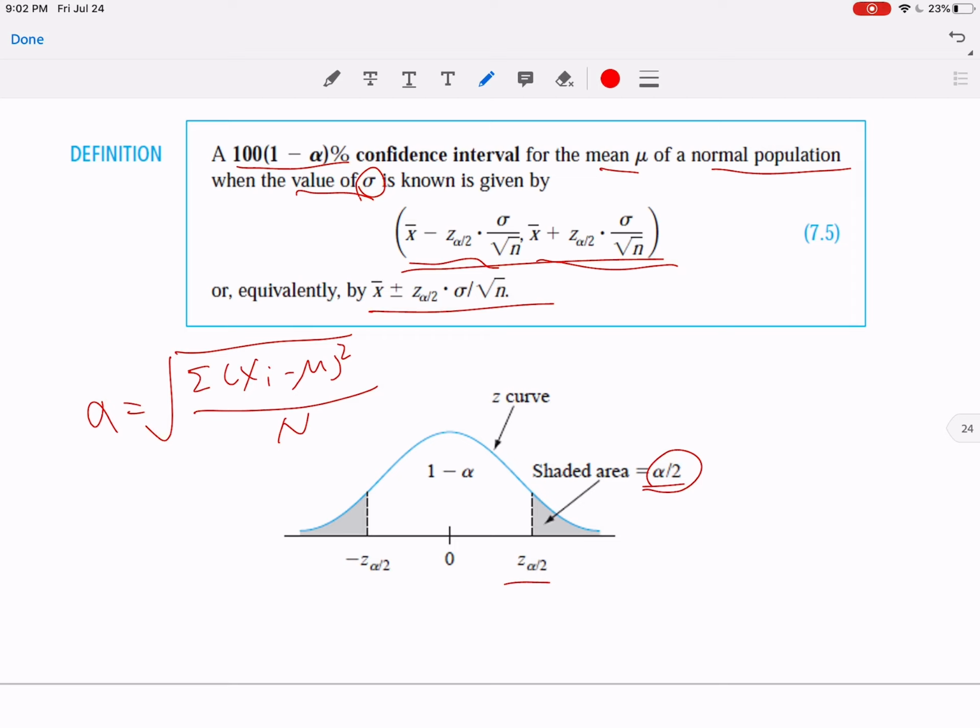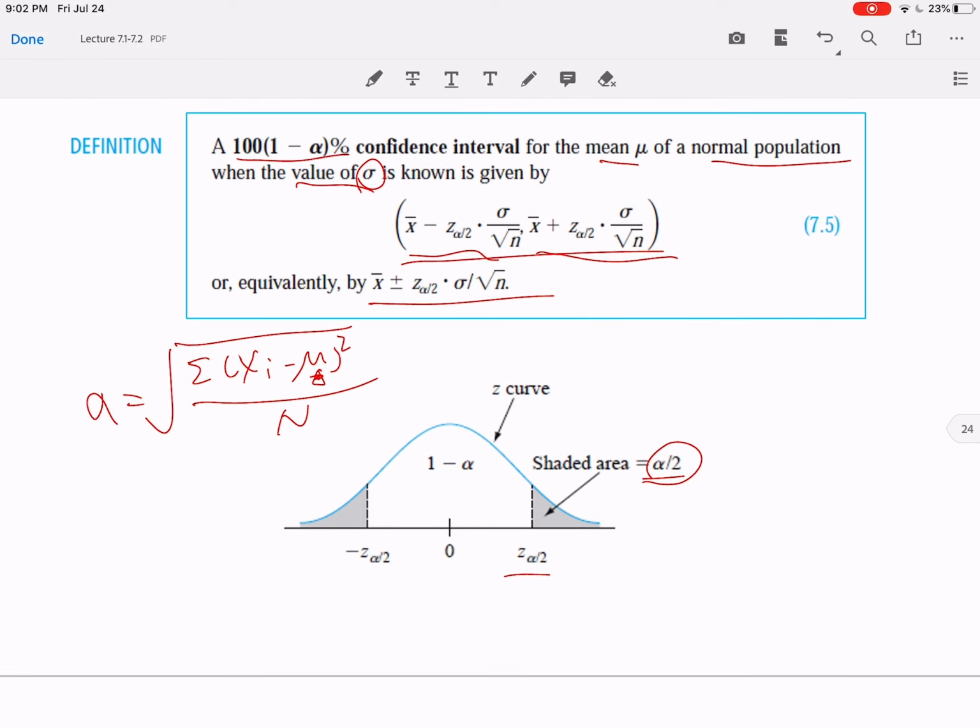What do we need? We need the population mean mu here, right? But what we're doing here is estimating the population mean, which means there's no way we know the value of mu. If we knew mu, we wouldn't have to do the whole thing, we wouldn't have to estimate it at all. Then what are we going to do?